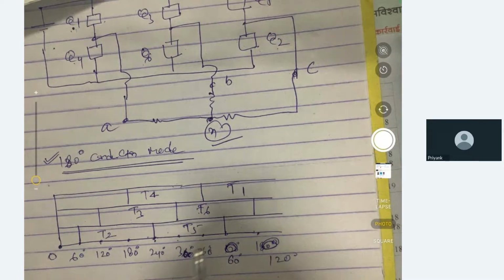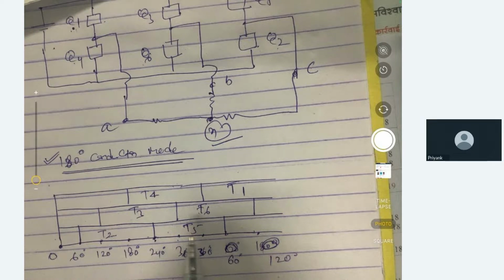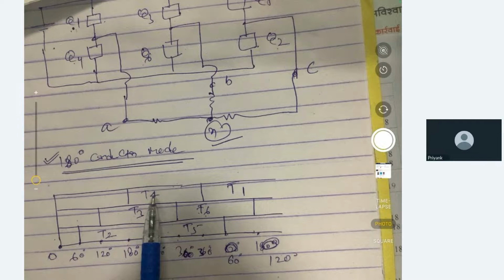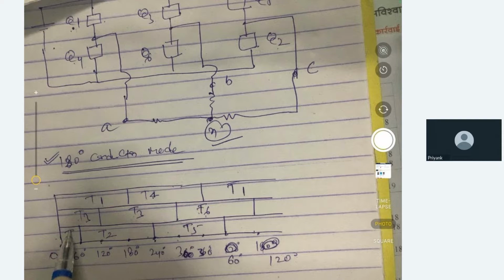Right. And if we see the sequence, in the third we are having only T2, T5. In the second we are having T3, T6. In the first we are having T4, T1. Right. So here it will be T1, here it will be T3, here it will be T5. So in this way, this conduction is happening.